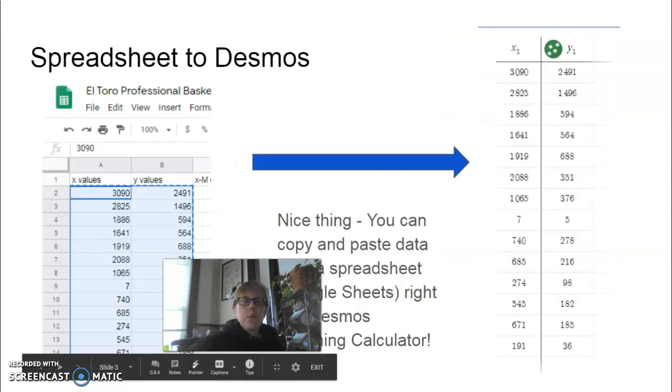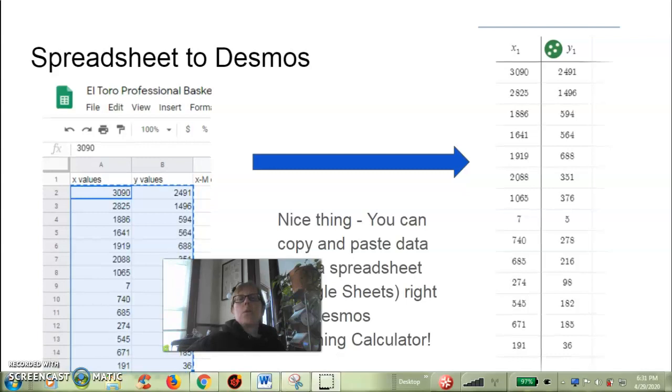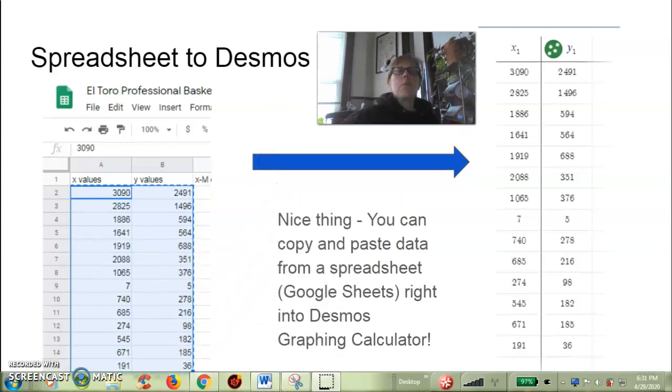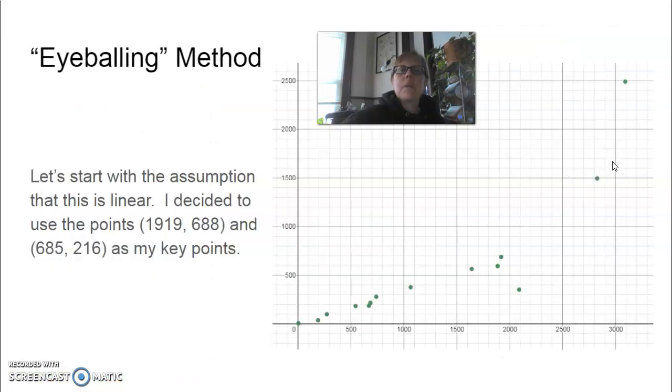All right, so I just wanted to share this with you real quick, and you'll see more on this tomorrow. But one kind of cool thing is if you have a spreadsheet with data in it, and in my case I used Google Sheets, you can just copy and paste that data into Desmos graphing calculator. You don't have to retype it. Like I said, you'll see this more on a video tomorrow, but it's really cool. It saves you quite a bit of time.